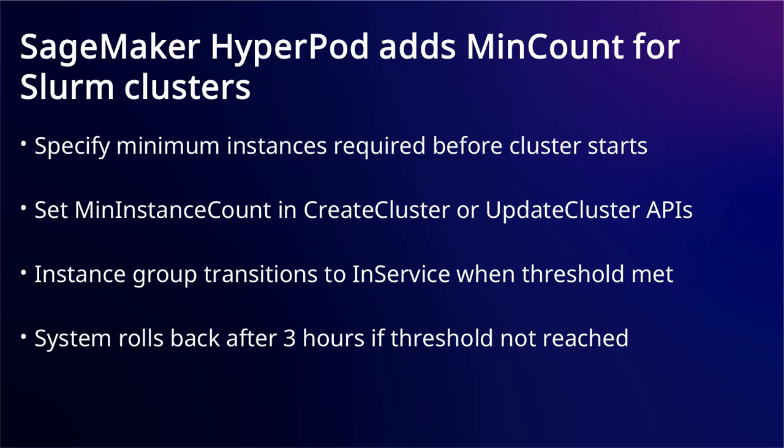The instance group remains in creating or updating status until the minimum is met, then transitions to in-service and nodes become available for Slurm job scheduling. If the threshold cannot be satisfied within 3 hours, the system automatically rolls back to the last known good state, preventing clusters from becoming partially operational when workloads need specific node counts.